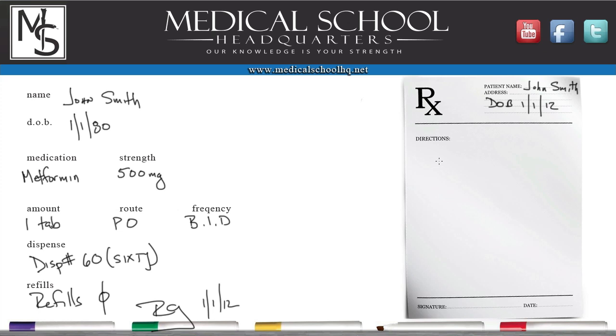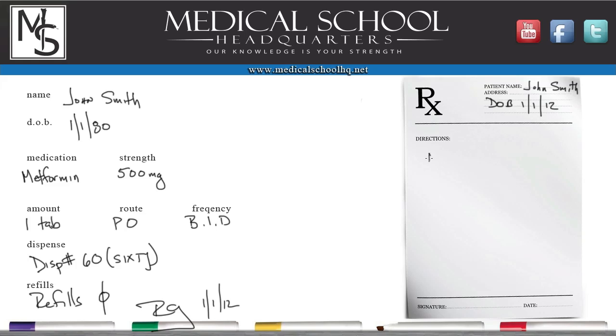You don't necessarily have to write it in English, although there's a big push for writing prescriptions in all English instead of using Latin abbreviations that we typically use. And those are just recommendations to help prevent the medication errors. But if you stick to standard abbreviations that are well known, and write legibly, then you should be okay.